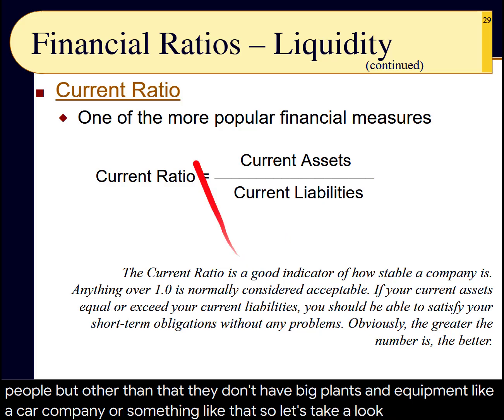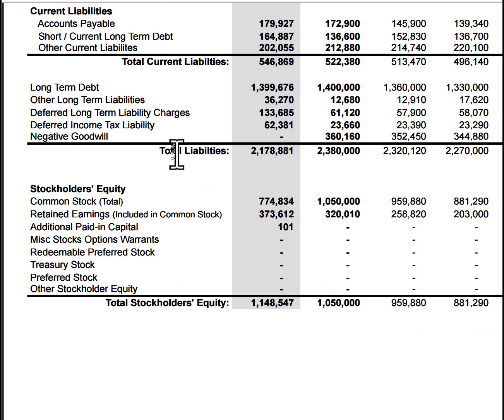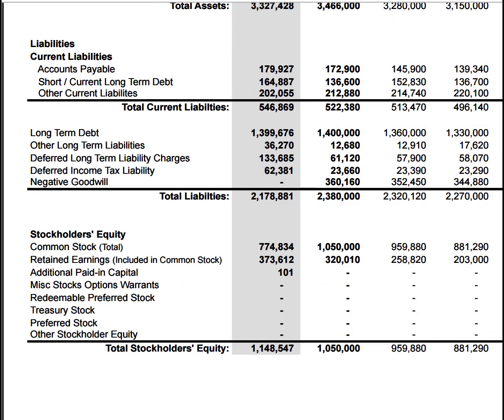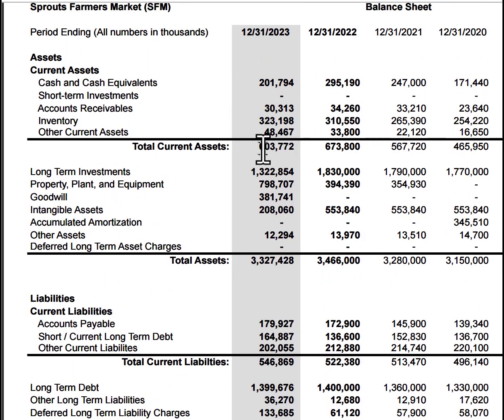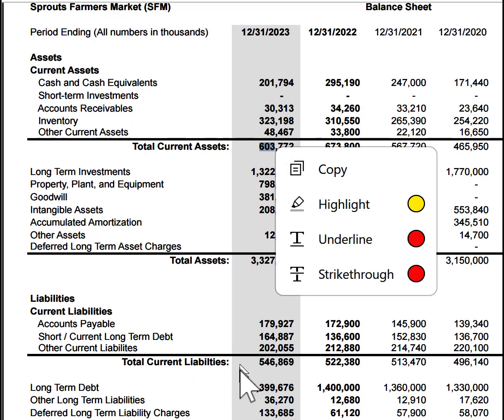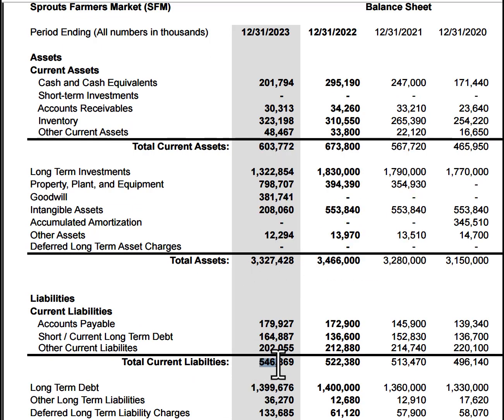So let's take a look at the balance sheet for Sprouts. And we've got to find the current, come on, sweetheart, come on. Like I said, I got to talk nice to my computer or it's going to be mad at me. Current assets of $603 million, current liabilities of $546 million. So right off the bat, we can see their current assets exceed their current liabilities. And that's exactly what we see when we do the calculation. We get 1.104, and Yahoo said 1.1, so basically the same.